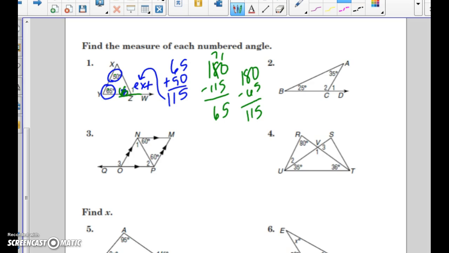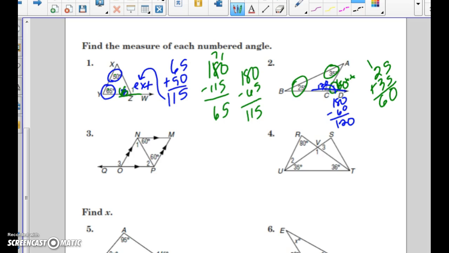So right here, if I'm finding angle 1, it's the exterior. 35 plus 25 would be 60, right? So how big is angle 2? 120. Because 180 minus 60 is 120. Now, number 3. Rocked your boat, didn't it? Are you watching?